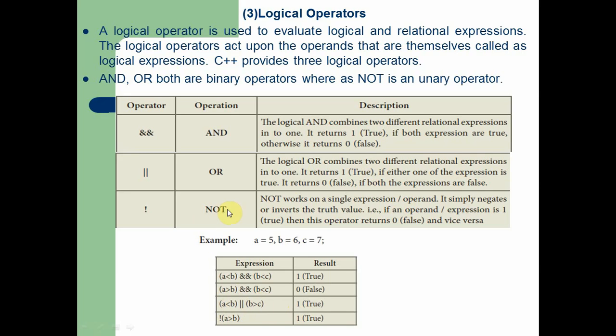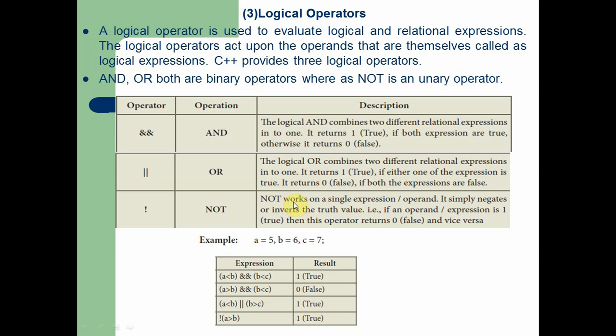Now we already know NOT works on a single expression. It comes under the unary operator. It requires only one expression, whereas the AND operator requires two expressions, the OR operator requires two expressions, but the NOT operator requires only one expression. That's why it comes under the unary operator. So this operator will simply invert the result. For example, a greater than b, so 5 greater than 6 is false, then it will turn true. So it simply inverts the result of the expression.